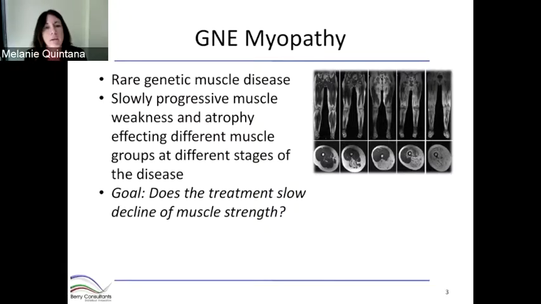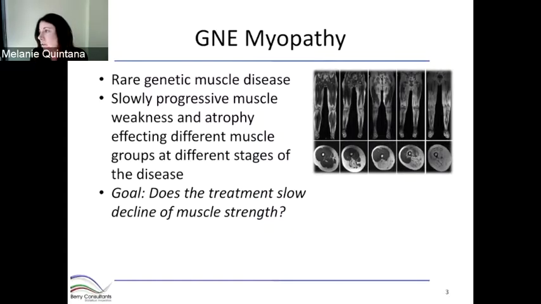The other case study I want to talk to you about today is also a rare progressive disease. This disease is called GNE myopathy. This disease is characterized by slow progressive muscle weakness and atrophy. It's thought to be due to a lack of production of sialic acid. So the individual's muscles actually atrophy and begin turning into fat. At different stages of the disease, different muscle groups are affected.